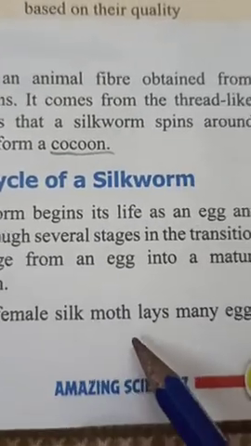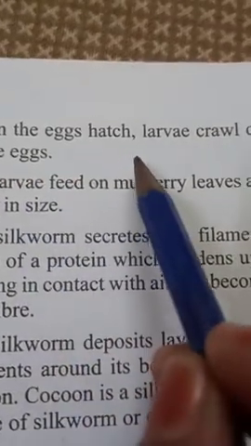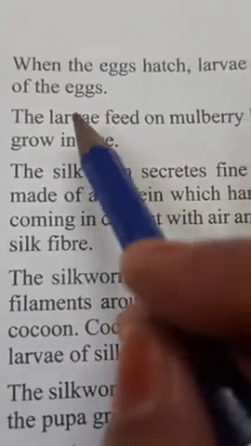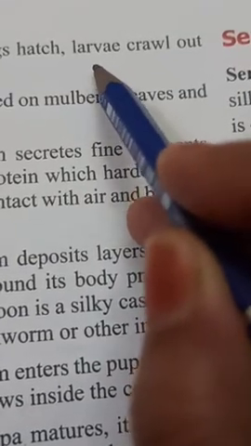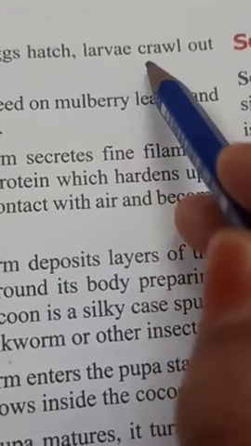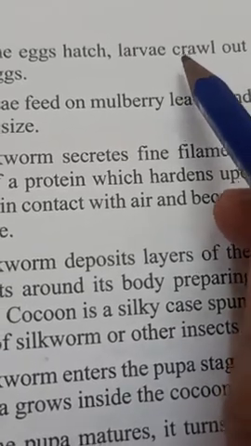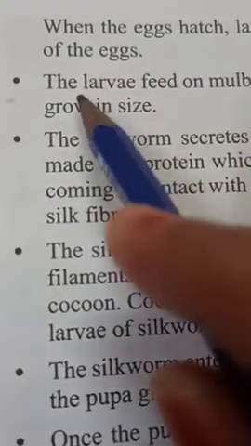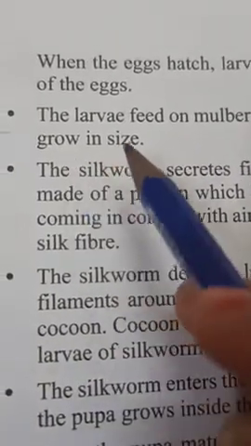The female silk moth lays many eggs. When the eggs hatch, larvae crawl out of the eggs. Means from the eggs, the small caterpillar like structure comes out in the form of crawling. Crawling means rengna. Larvae crawl out of the eggs, and the larvae feed on mulberry leaves and grow in size.